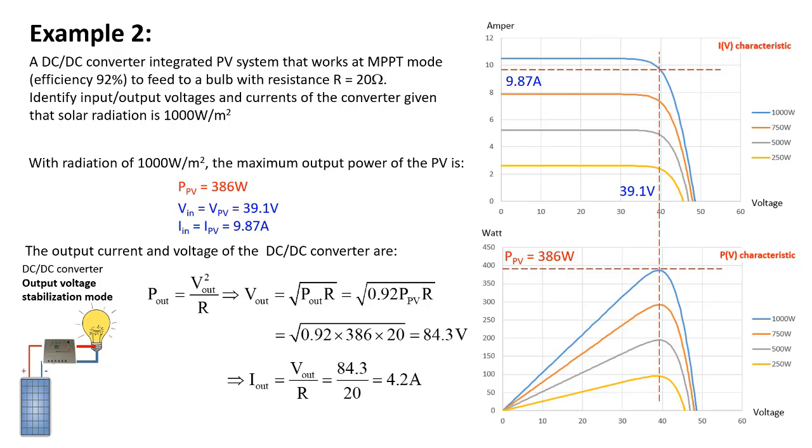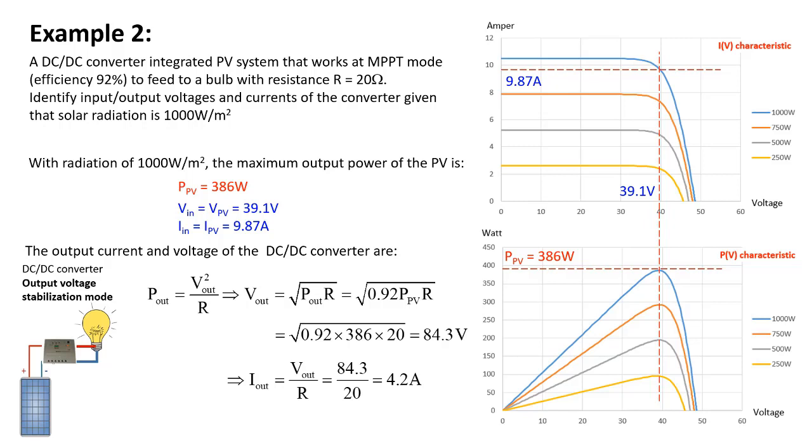At the output of the DC-DC converter, Pout is Vout squared by R load. We can infer that Vout is equal to the square root of Pout times R, or 0.92 times PPV times R, because the efficiency is 92%. The result achieved is 84.3 volts, and thus Iout is Vout by R, which is 4.2 amperes.